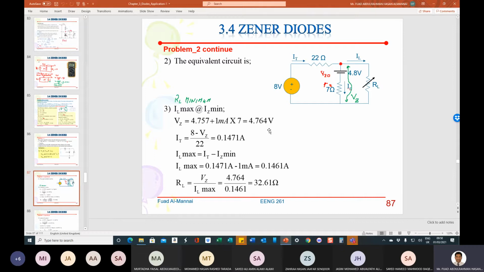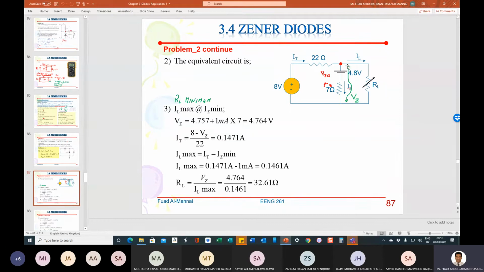Okay, all right. Now, how am I going to calculate IT? Well, I use KVL, of course, in the phase machine. I use KVL, and I know that this one here is 4.76, and this is 8. So IT, the current flowing here, is 8 minus 4.764 divided by 22, and that will give you 0.1471 amps.